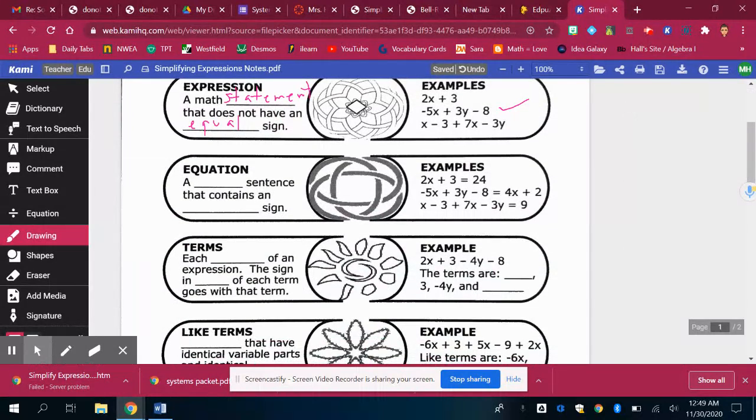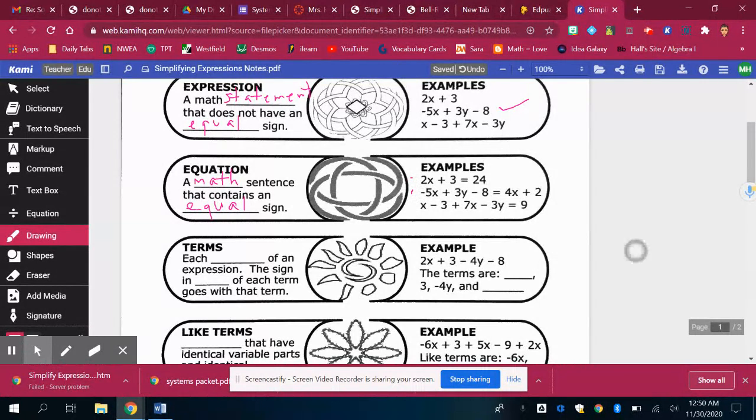An equation is a math sentence that contains an equal sign. So this is like an expression, but this has an equal sign with an expression on the other side. So for example, 2x plus 3 equals 24. That is an example of an equation. Negative 5x plus 3y minus 8 equals 4x plus 2, an example of an equation.